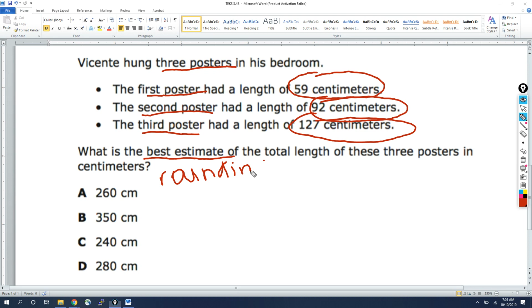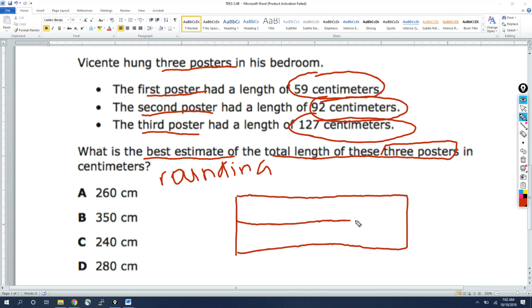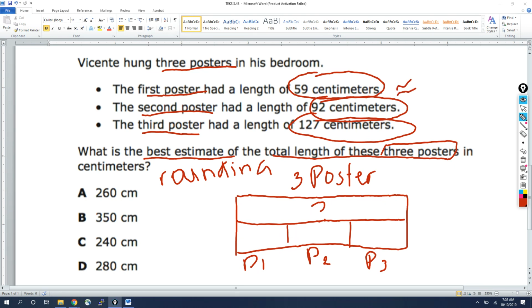Because if you add all these numbers together, you won't have the answer choice on here. So first of all, you have to estimate the total length of 3 posters. Okay, so do you know the total length of 3 posters? So the total we don't know. We put a question mark here. Okay, but we know as P1, P2, and P3, we know the length of 3 posters, but first of all, they want us to do the estimate first. So we're going to do a rounding. I'm going to use a different color.